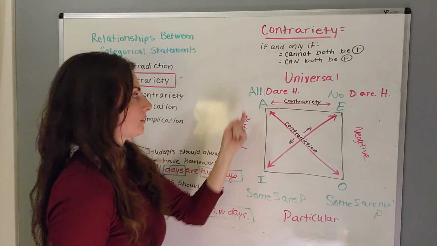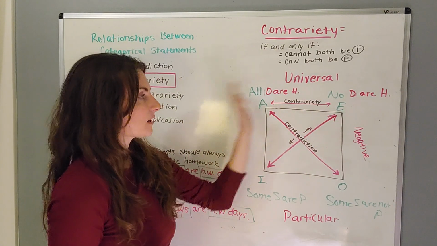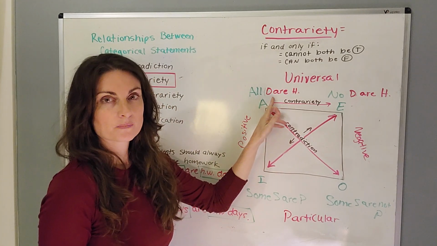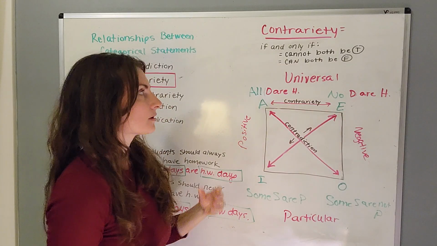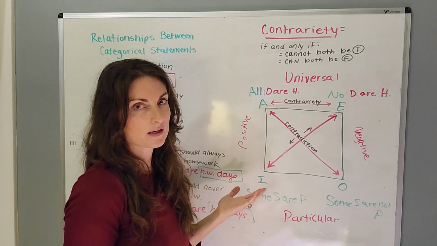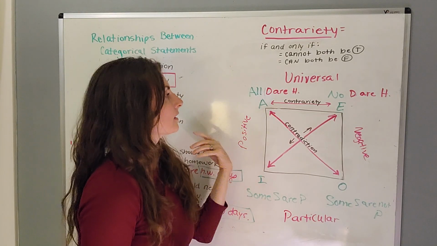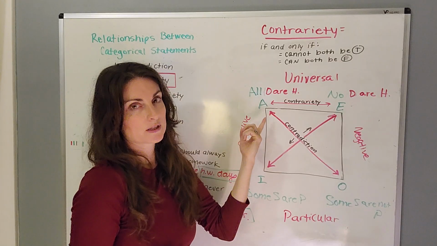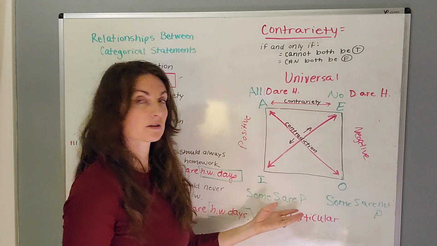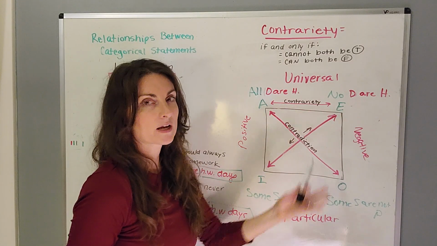Can they both be true? One says all days are homework days and the other says no days are homework days. It's talking about the extension, the entire extension of the subject. We're talking about all days. One is saying all and one is saying no. So if one is true, the other one cannot be true because they cannot both be true. It just can't happen that way. However, can they both be false? Should all days be homework days? No days be homework days? Is there a third option? Could some days be homework days? So this is why they can both be false. They can't both be true.